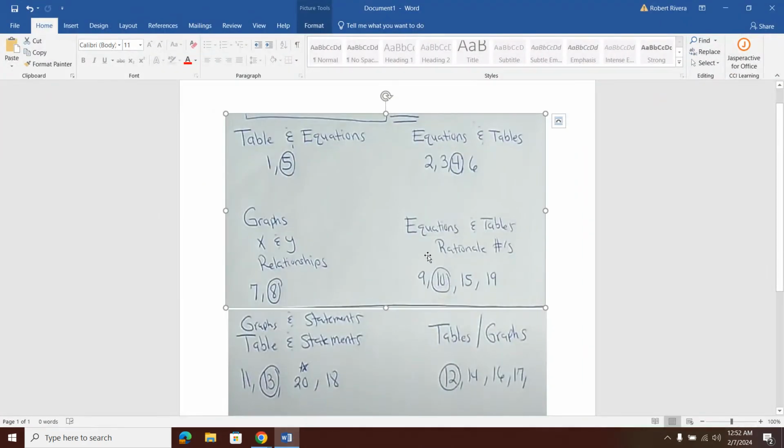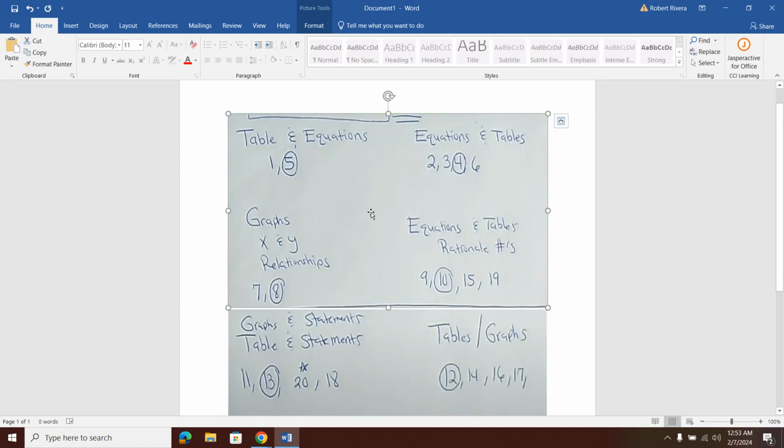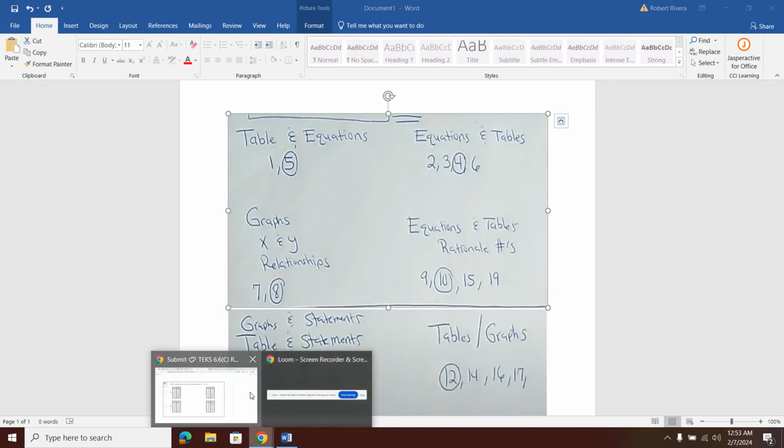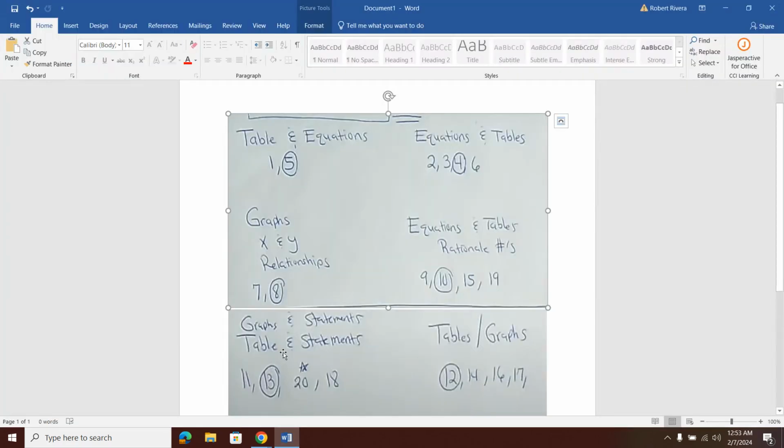Now, we're going to go with graphs and statements and tables and graphs. That will be for Thursday. So this is only for tomorrow, Wednesday, February 7th. This one is what you need to do. Then you're going to click finish later. Tomorrow I will do the video for these.